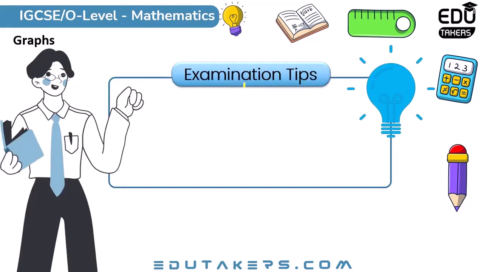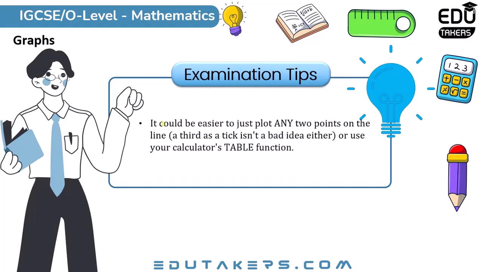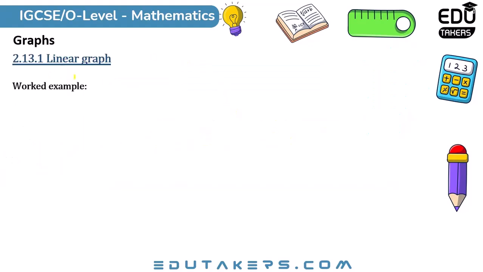Examination tips. It could be easier to just plot any 2 points on the line. A third as a check is not a bad idea either, or use your calculator's table function. Worked example: on the axis below, draw the graph of 3x plus 5y is equal to 15.